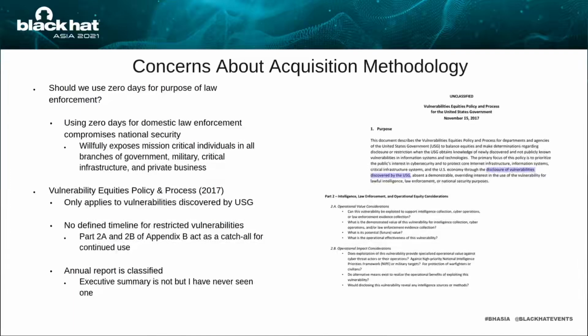Further, the ones that are under this policy have Part 2A and Part 2B of Appendix B, which act as a catch-all for continued use until they're no longer effective. Some exploits have lived for a decade. That's exposed risk for everybody, regardless of whether you break the law or not. And finally, we have no transparency into the input and output of this policy. The executive summary is supposedly not classified, but everything else is, and I've been unable to find the unclassified summaries, and trust me, I've tried.